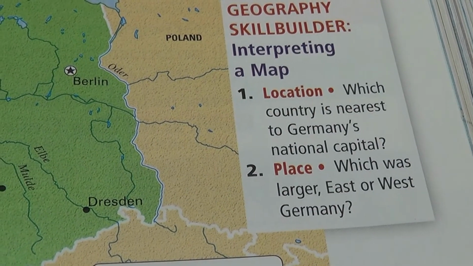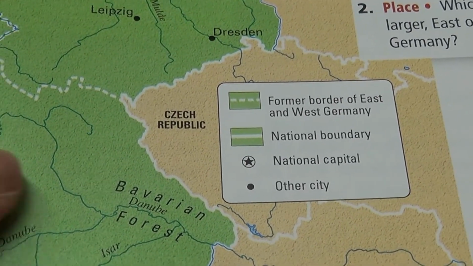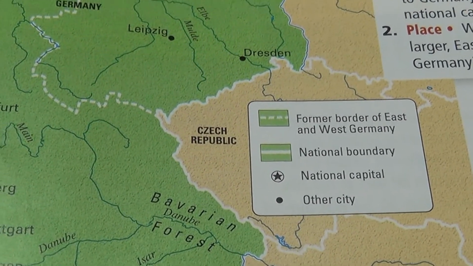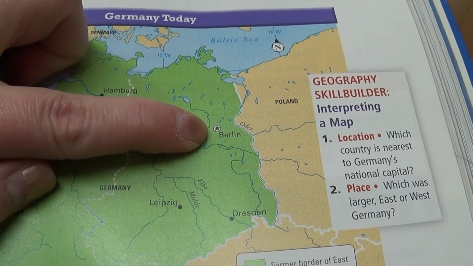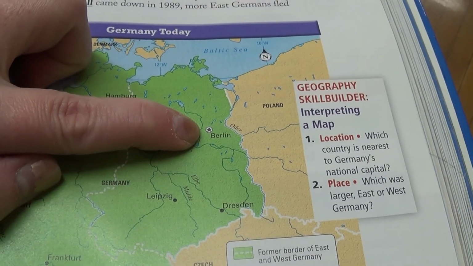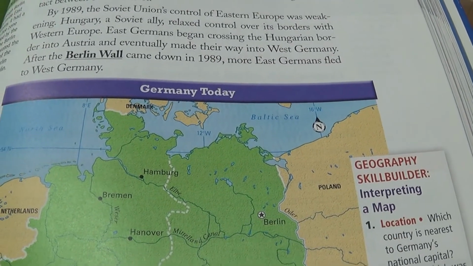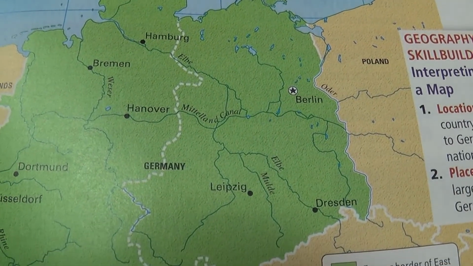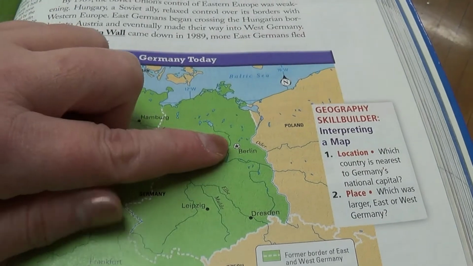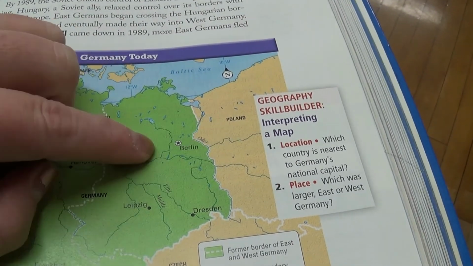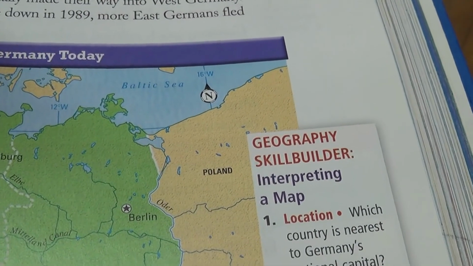Number 1, which country is nearest to Germany's national capital? Well, according to the legend, the national capital will have a star with a circle around it. And if you look here, it is Berlin. The only place that is Germany is the green part. It tells us in the title that that is Germany. It's also labeled Germany here in all capitalized bold letters because that's what countries look like. And so we want to see which country is closest. You can see that Poland's pretty close. And again, Poland is a country because it's in all capitalized bold letters. So Poland is your answer to 1.